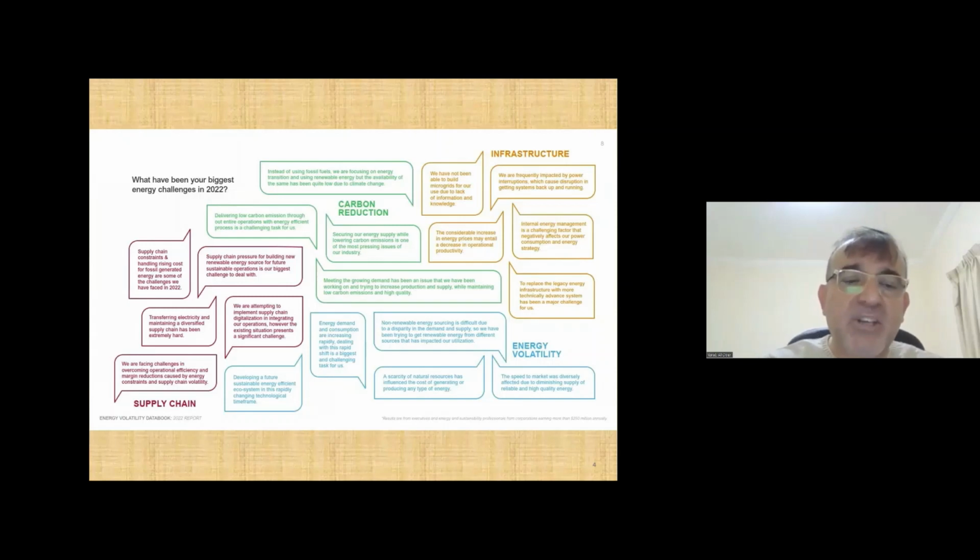Is it starting with the supply chain? Facing the challenge of overcoming operational efficiency and managing disruption caused by energy constraints and supply chain volatility, followed by carbon reduction: instead of using fossil fuels, we are focusing on energy transition and using renewable energy, but the availability of the same has been quite low due to climate change. And the infrastructure: we have not been able to build microgrids for our use due to lack of information and knowledge. And finally, energy volatility: the energy demand and consumption are increasing rapidly. Dealing with the rapid shift is the biggest and most challenging task for all of us.